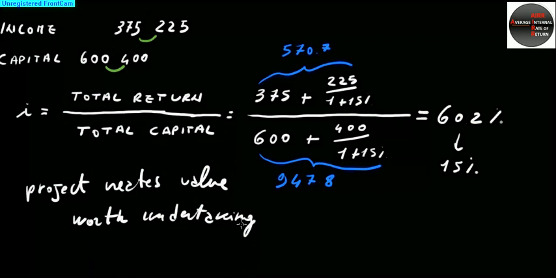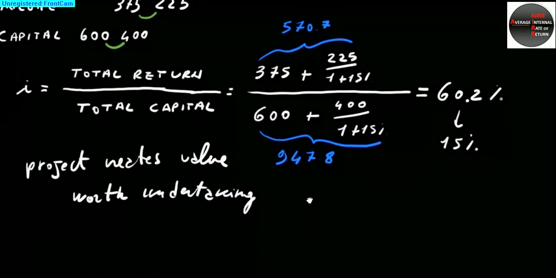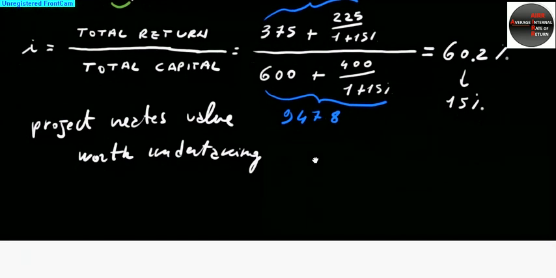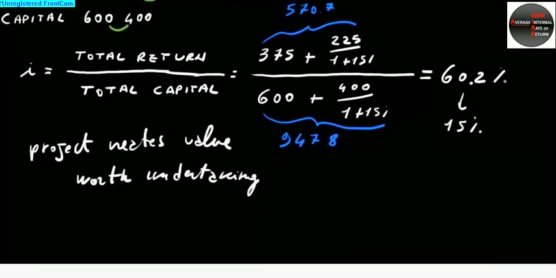How much value is created? Now we can compute the value created by considering that the excess rate of return is 60.2% minus 15%. This makes 45.2%.